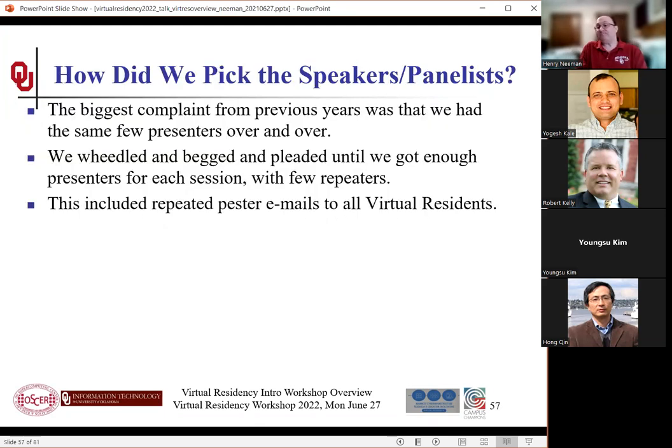How do we pick them? Anybody who's dumb enough to volunteer gets put to work. That's my whole career in a nutshell. So the biggest complaint we've gotten in past years is too much of the same people over and over. So we wheedled and begged and pleaded and got on our knees and clasped our hands and said, oh, please, oh, please, oh, please. And we got these nice folks to volunteer, or in some cases, they got voluntold. And many of you have been pestered by those emails.